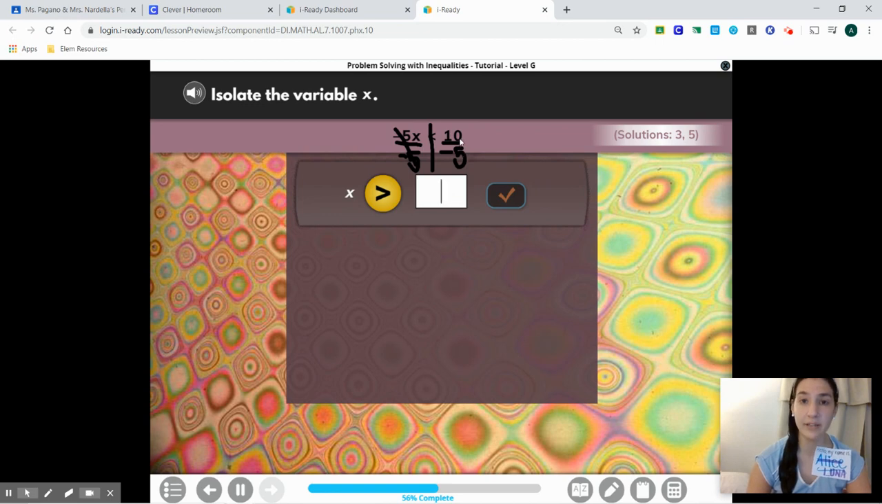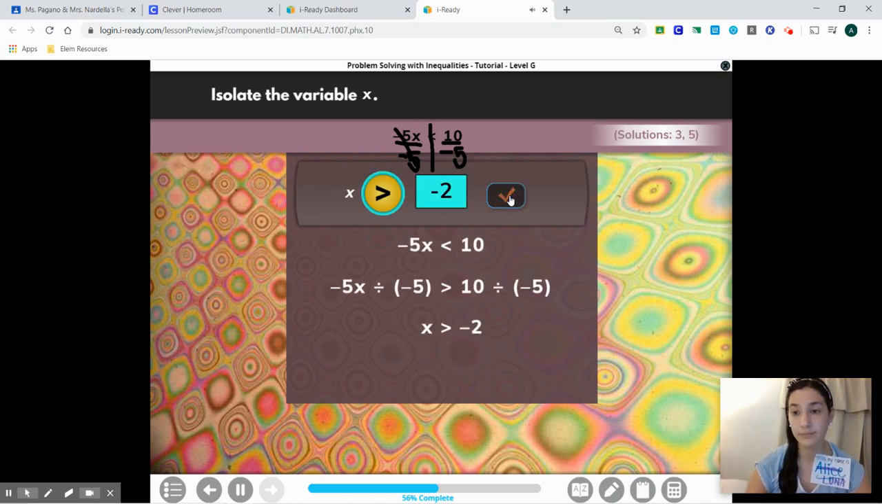Now we need to divide. 10 divided by -5 gives us -2. Make sure you put the negative symbol. Right on. You can check your work by looking at the solutions you already have. 3 and 5 are both greater than -2. And they were solutions to the original inequality too.